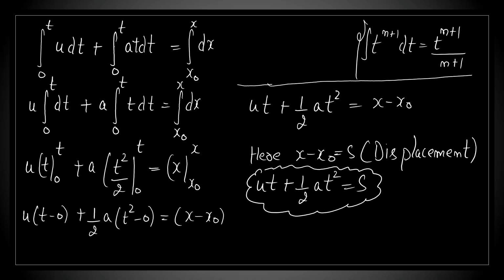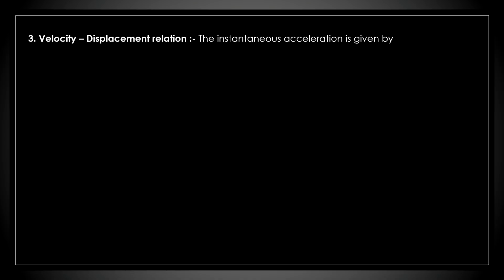Okay, then third one is velocity displacement relation. Equation is v square minus u square equal to 2as. This is velocity displacement relation. So the instantaneous acceleration is given by, again, a equal to dv upon dt.